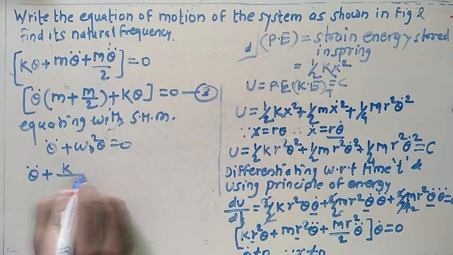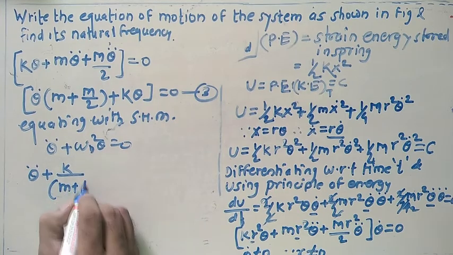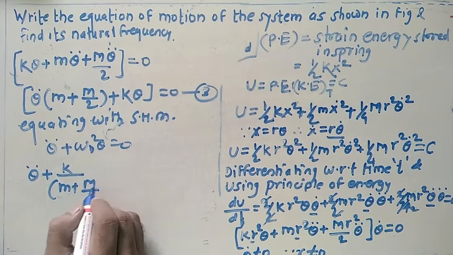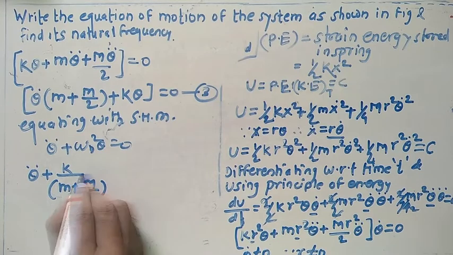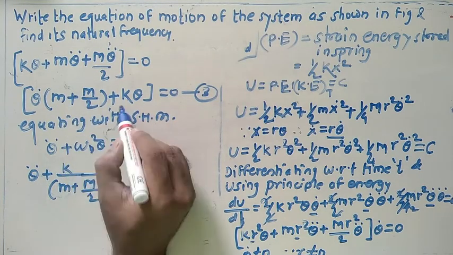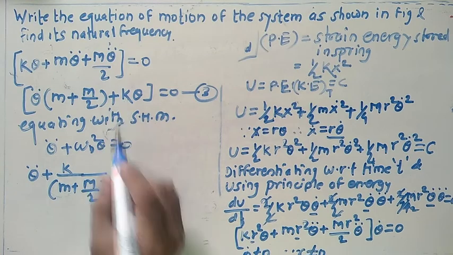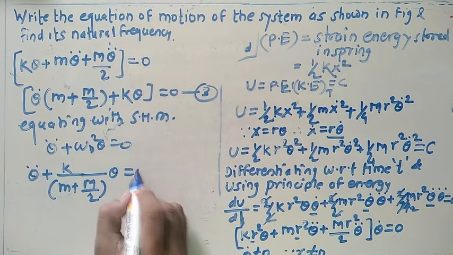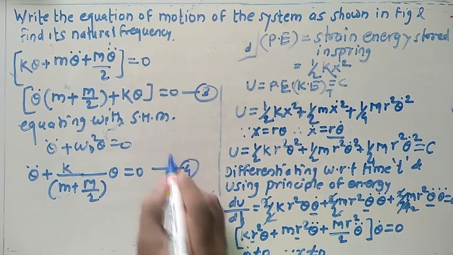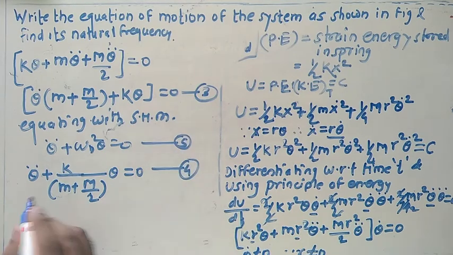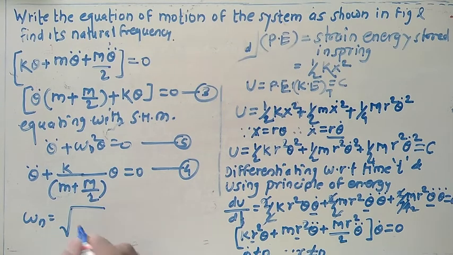K divided by capital M plus small m by capital M by 2. K will remain as it is. Just divide this term to this term, write this theta here and equate with the 0. So easily we can compare equation 4 with equation number 5. So what do we get here? Omega n equals square root of K by M, where we have K in this way, and M we can get like this.